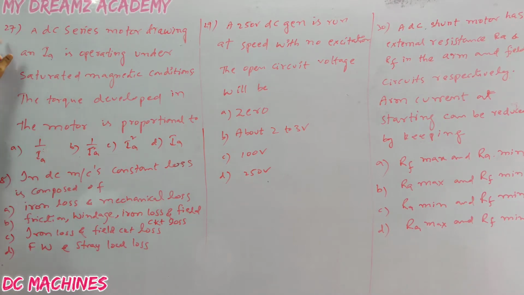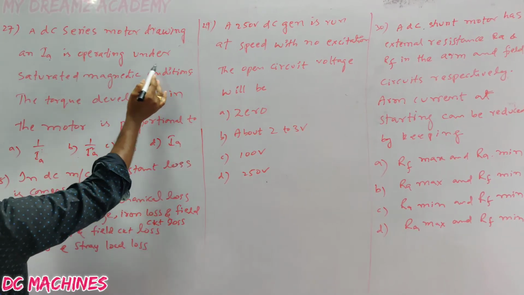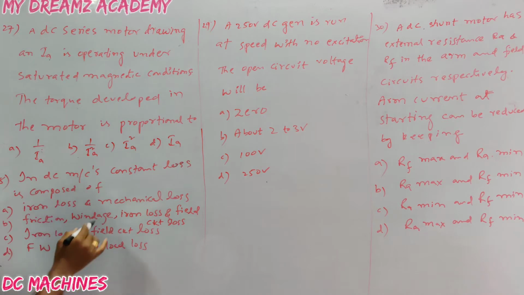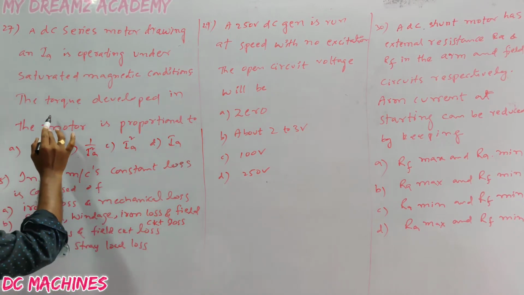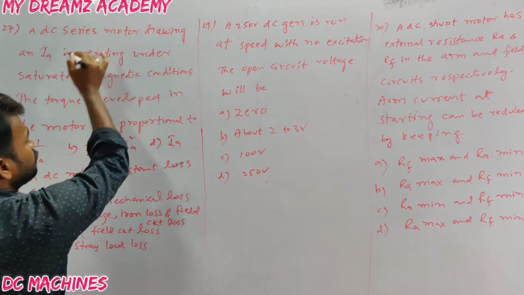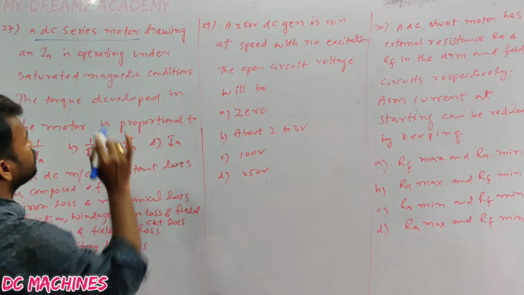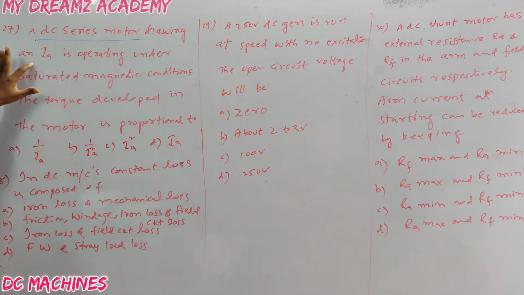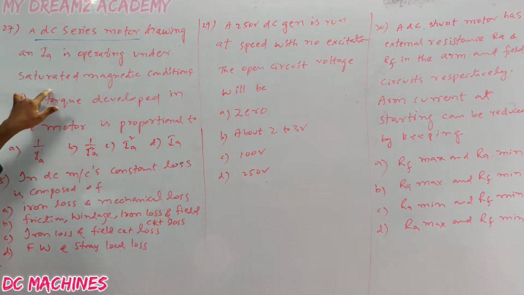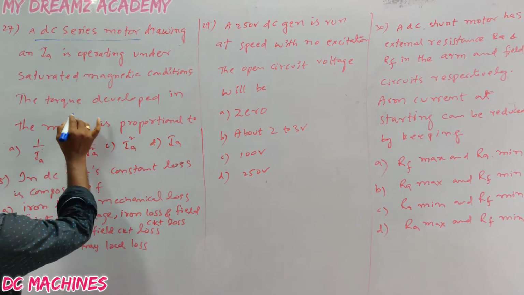Right, we'll see the 27th question. A DC series motor drawing an armature current is operating under saturated magnetic conditions. The torque developed in the motor is proportional to what?